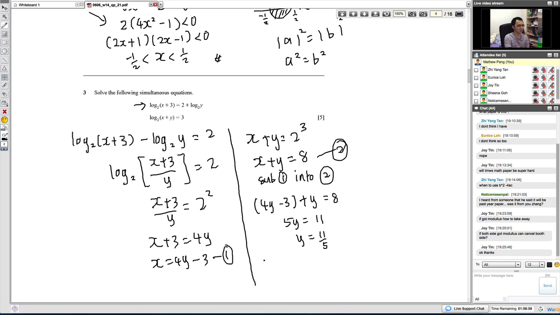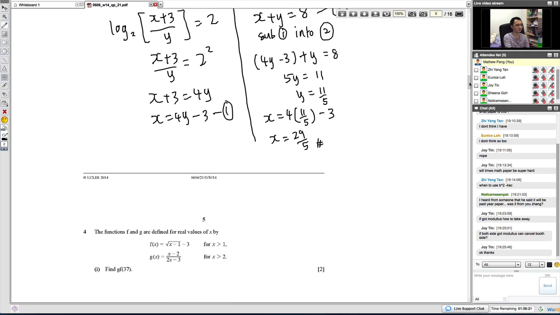Then I substitute into here. So x will equal 4 times 11 over 5 minus 3. So this is 44, 44 minus 15. Okay, you can use a calculator definitely. 44 minus 15, so you got 29 over 5. Alright, this is just simple simultaneous equations. You just add a log into it, and this question gives you 5 marks. If you see a question like this in your IGCSE exam, you should be very happy about this because it's so easy to get. Alright, should have no problem, right? This one is quite simple.